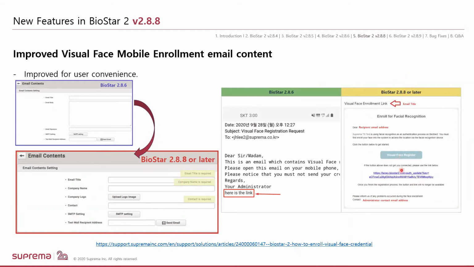And this is the email which the user actually receives. In BioStar 2.8.6, the users had to receive the email contents like this, which the administrator wrote in the body part. However, from 2.8.8, the contents are fixed with better contents by default.